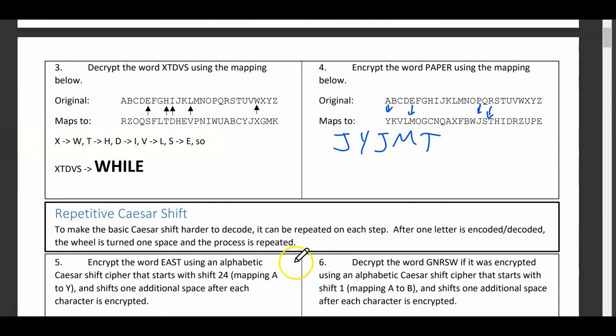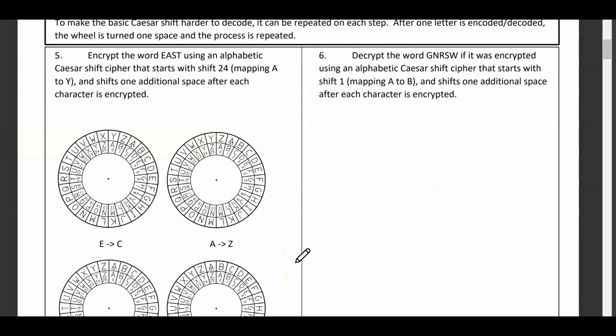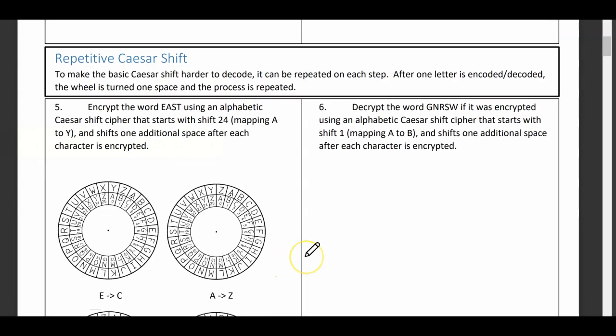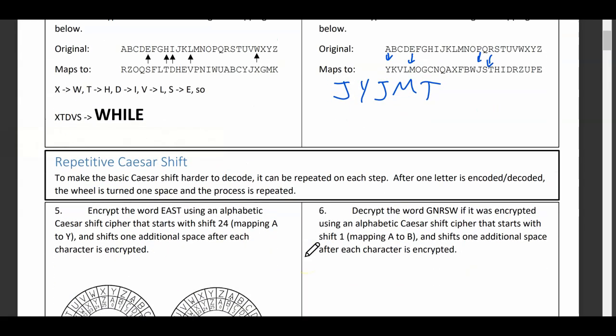Okay, repetitive Caesar shift. I really don't want to write the alphabet again, so let me go back and use the previous one, since the alphabet's written. Oh, I didn't mean to undo all that. Well, you've got the notes, so sorry, I didn't mean to do that, though.